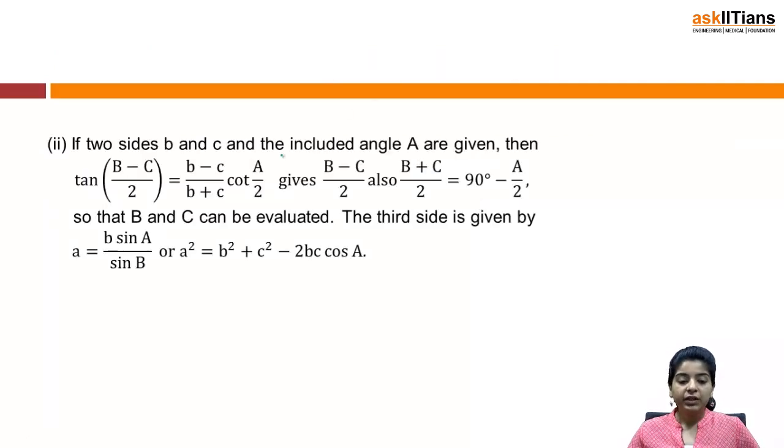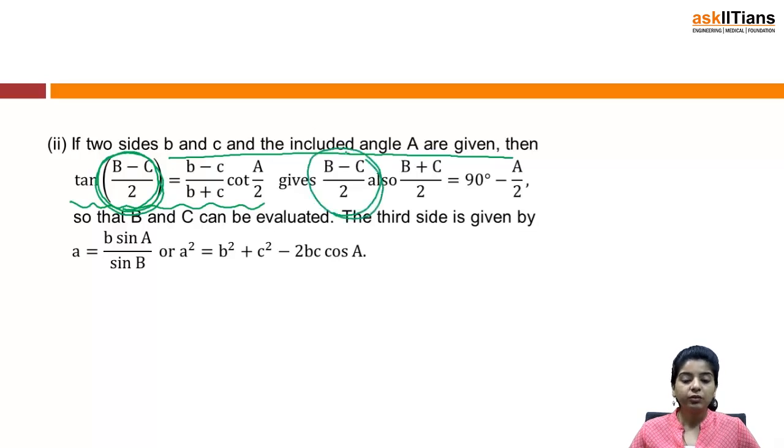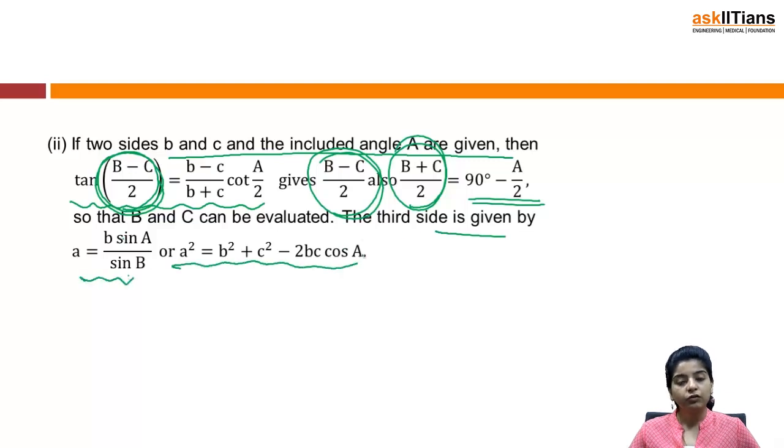If 2 sides b and c and the included angle A are given, then you can use this formula: tan((B−C)/2) = ((b−c)/(b+c)) cot(A/2), and from this you can get the value of (B−C)/2. Once you get this, you can also calculate (B+C)/2, which is 90° − A/2, and so we can get the values of B and C. The third side is given by a = b sin A / sin B, or using this formula also.